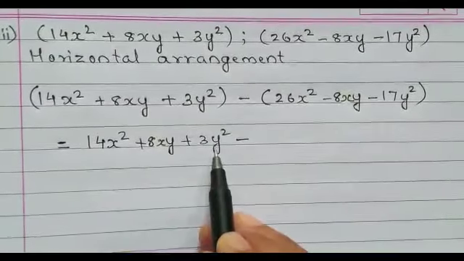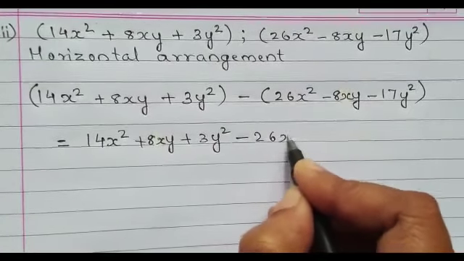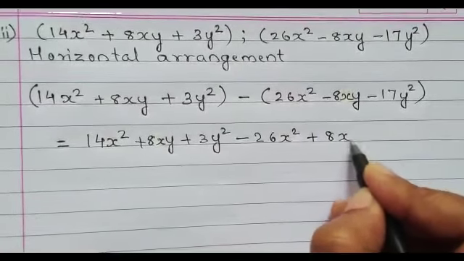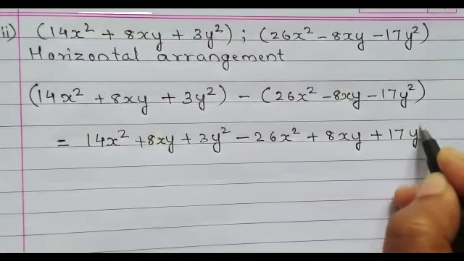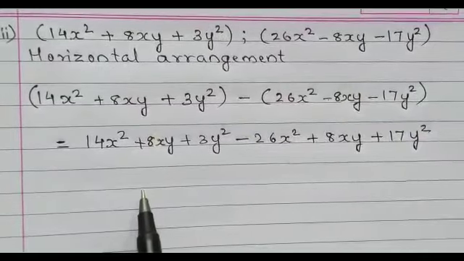The first expression remains as it is. Plus 26x square becomes minus 26x square. This is minus, so it will become plus 8xy. This will become plus 17y square. Now we have to gather the like terms and then add.